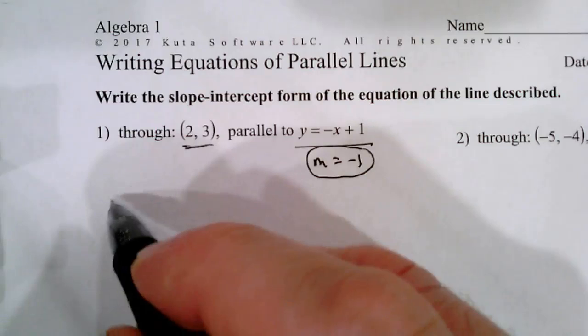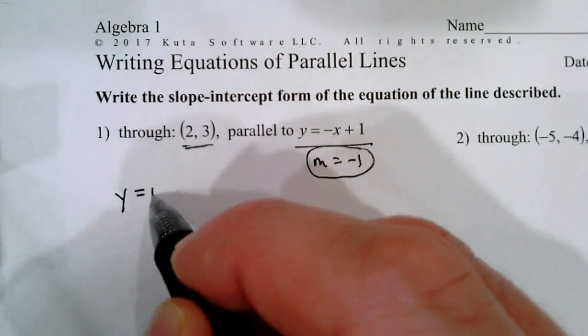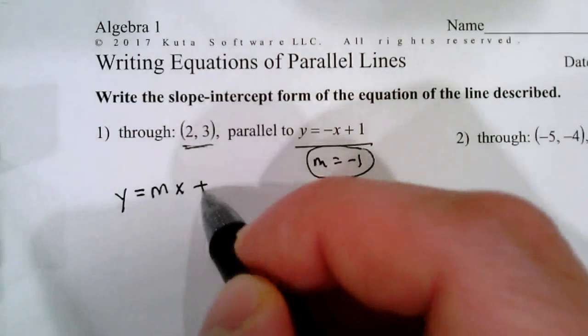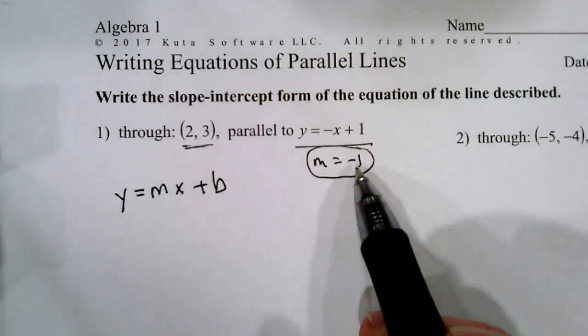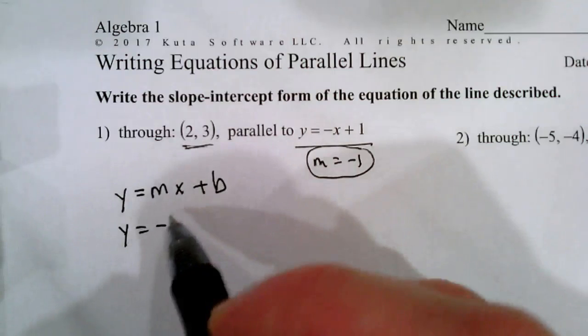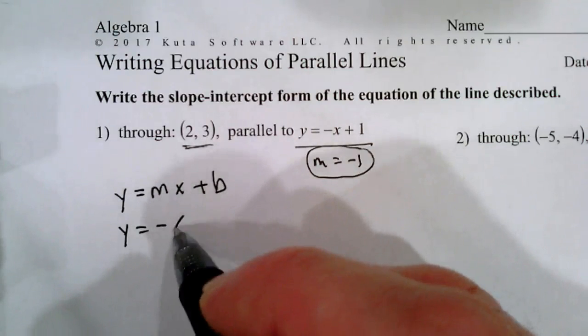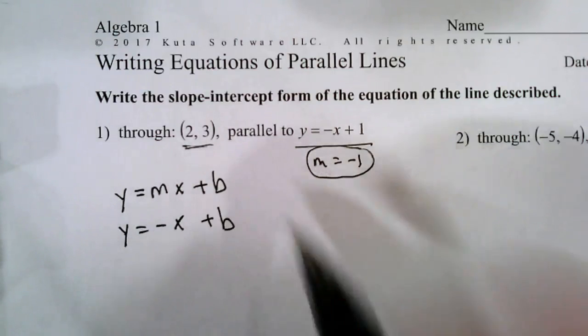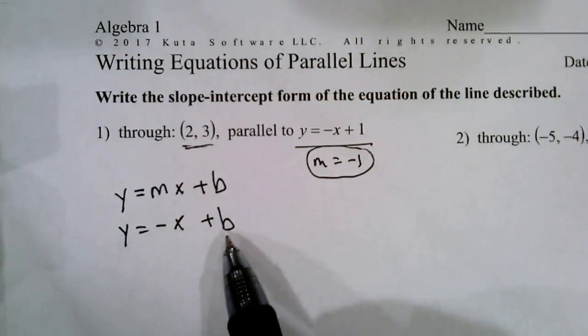First of all, we know that our equation will look like this. y equals mx plus b. And we know what m is. It's negative 1. So I'm just going to rewrite it as y equals negative, and we don't have to write the 1, x plus b. Now we just have to figure out what b is.